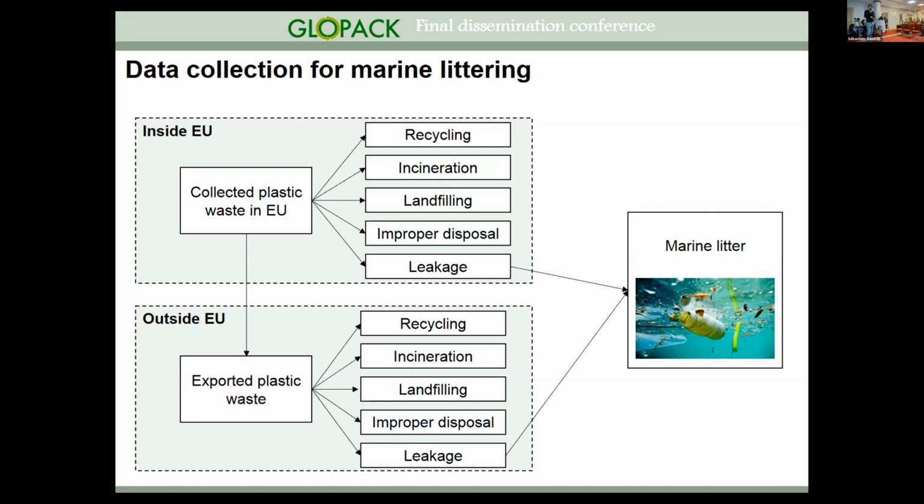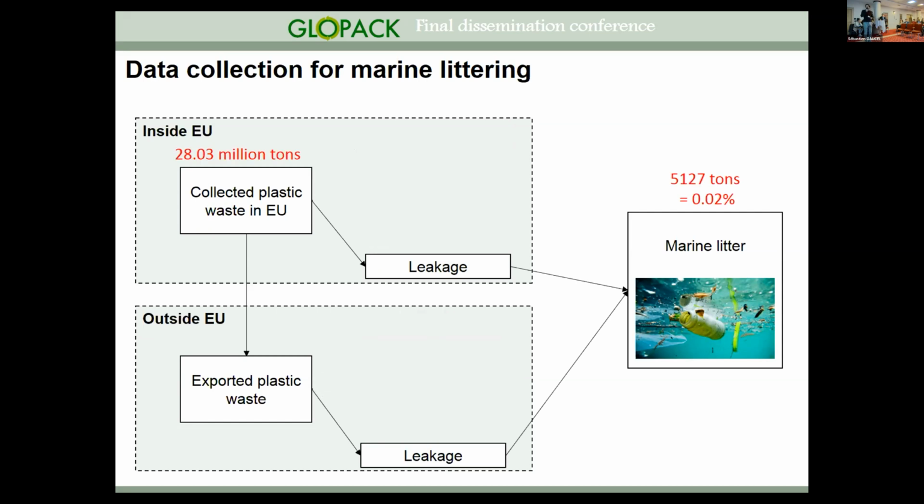At the end, we found that in Europe, we collect about 28 million tons of plastic each year, and out of these 28 million tons, based on the model, we find about 5,000 tons which are going as marine litter. So this represents 0.02% of these 28 million tons.